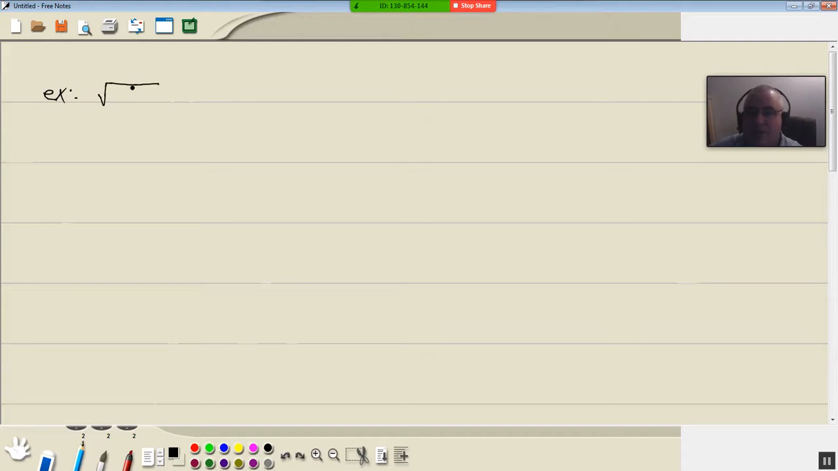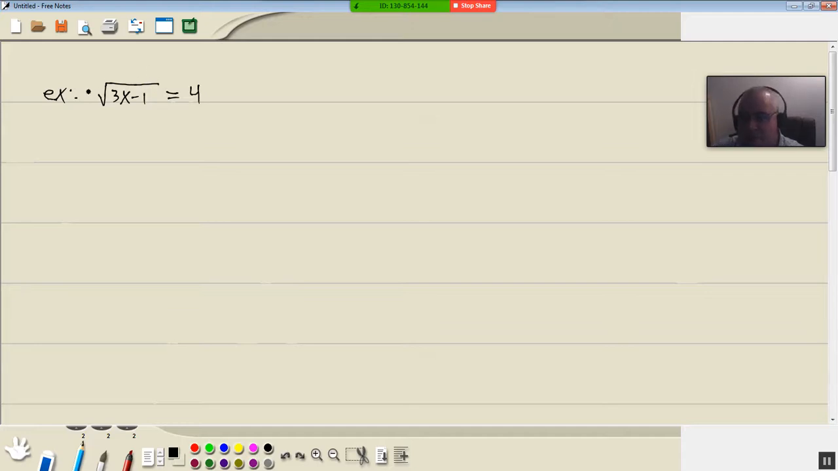Let's say I have the square root of 3x minus 1 is equal to 4. And we'll go through our steps. First step is to get a radical by itself on one side. When I say by itself, there's nothing in front of it, there's nothing after it. You just simply have the square root there.